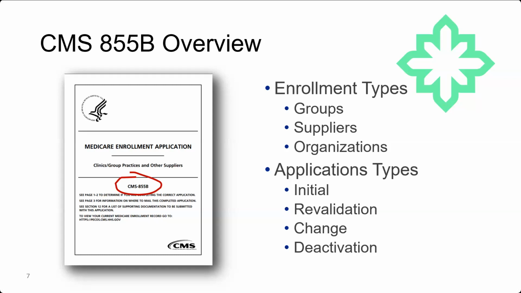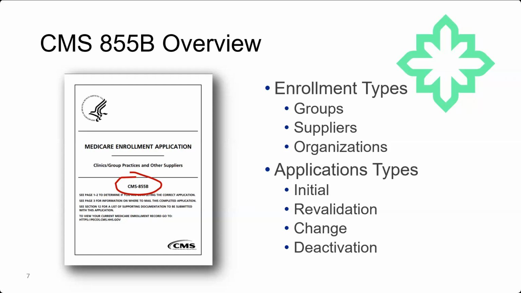CMS 855B is also used to change information. So think name changes, provided the tax ID hasn't changed. If the tax ID has changed, that's an initial enrollment. Practice location information. From an electronic 855B perspective, again, I'm going to mention reassignments. That is something that can be changed using that 855B, and we'll talk about that.